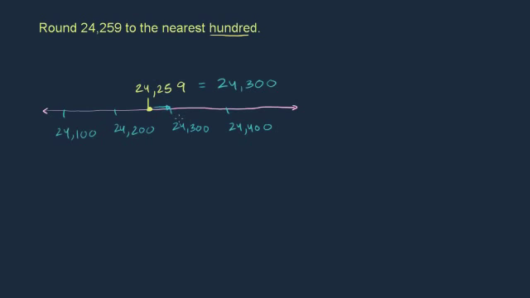Now that's the conceptual understanding of why it's even called the nearest hundred. The nearest hundred is 24,300. But every time you do a problem like this, you don't have to draw a number line and go through this whole process. Although you might want to think about it.